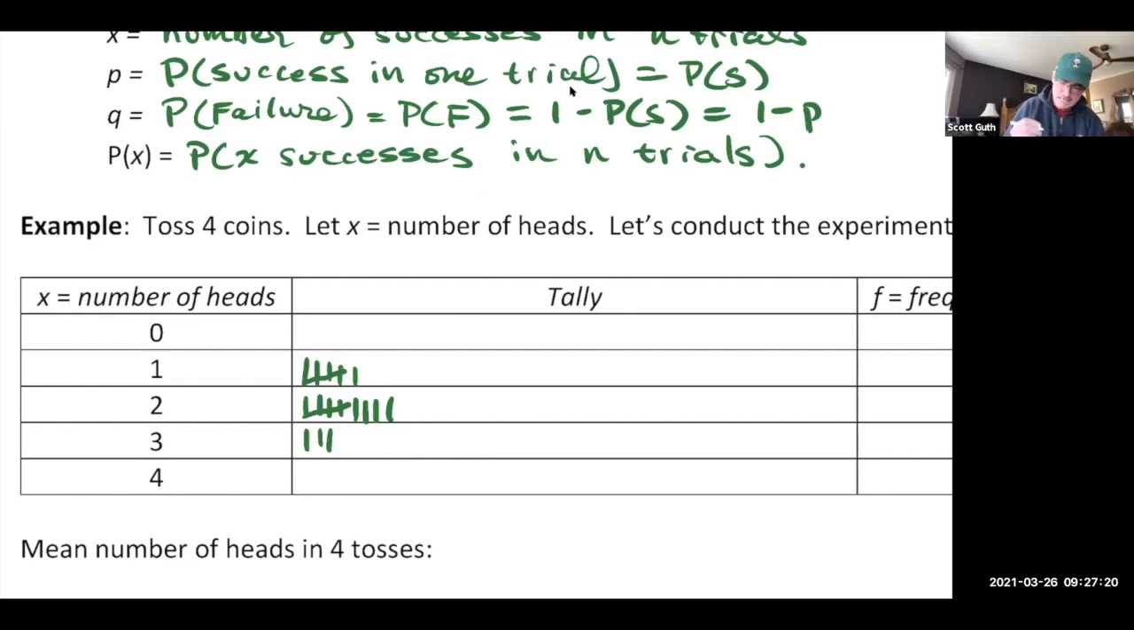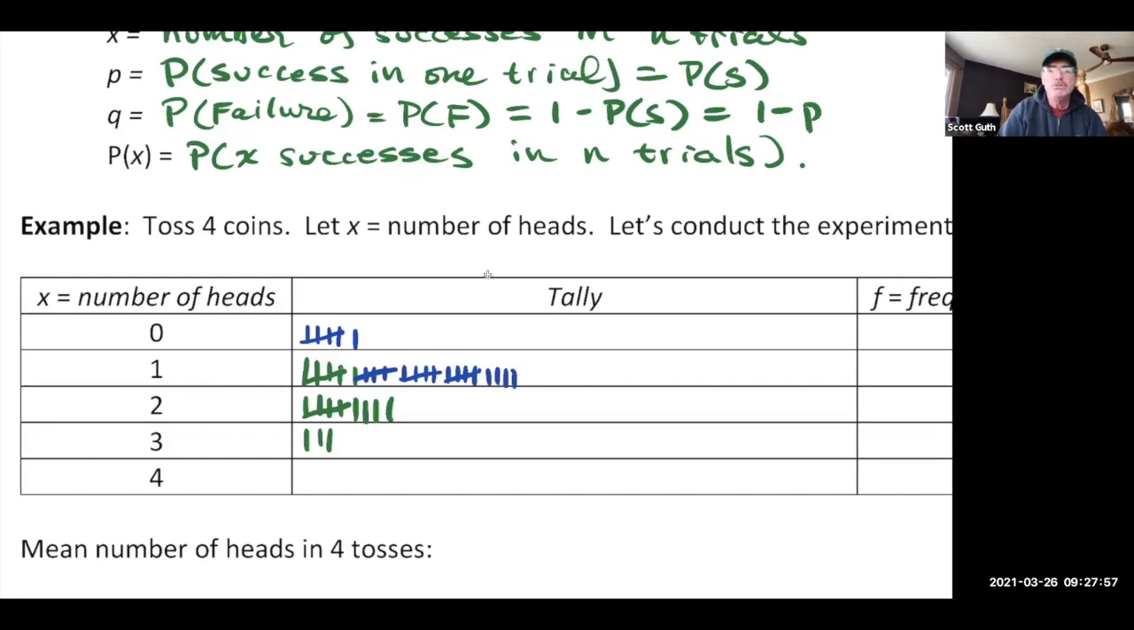We got 6 zeros. So I'm going to add tally marks. I think I'll do them in blue for the simulated ones. So we got 1, 2, 3, 4, 5, 6. We got 18 ones in the simulation. So I'm going to do 18 tally marks. 1, 2, 3, 4, 5, 6, 7, 8, 9, 10, 11, 12, 13, 14, 15, 16, 17, 18.